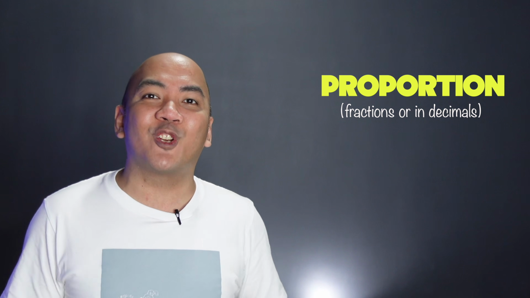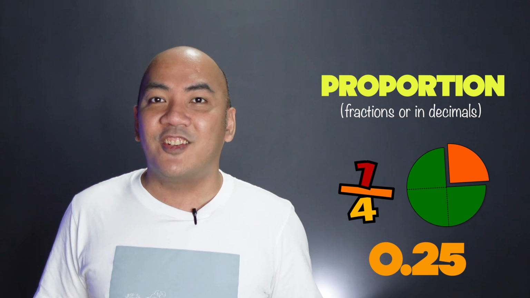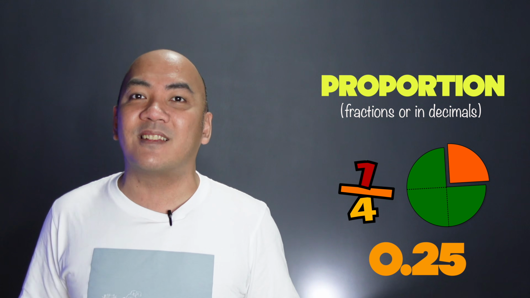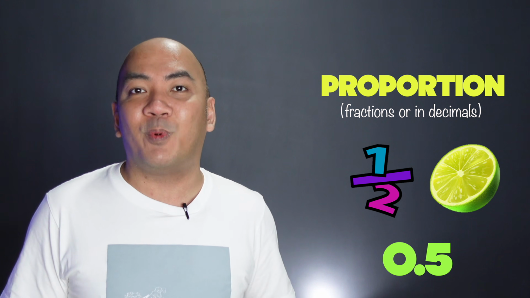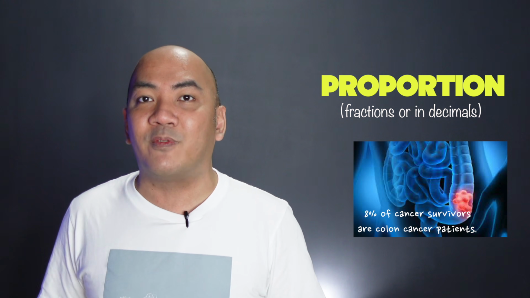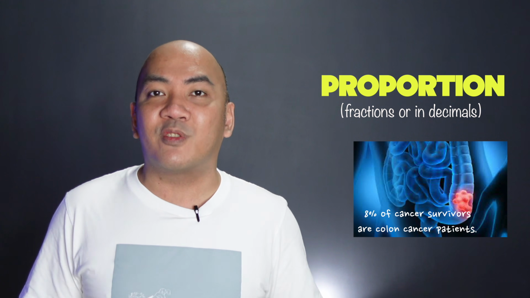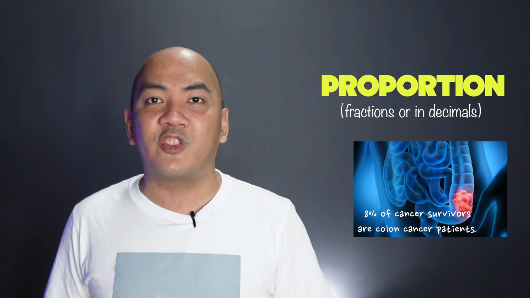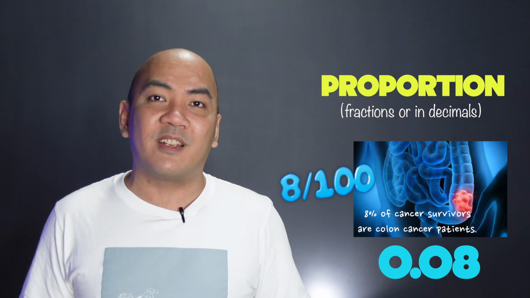Basically, when we speak of proportions, these are numbers which are expressed in fractions or decimals. Just like 1/4, which may be expressed as 0.25, 1/2, which may be expressed as 0.5. And when we say that 8% of cancer survivors are colon cancer patients, then the proportion of cancer survivors who are colon cancer patients may be expressed as 8/100 or 0.08.